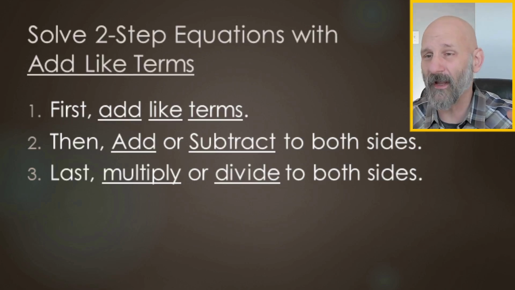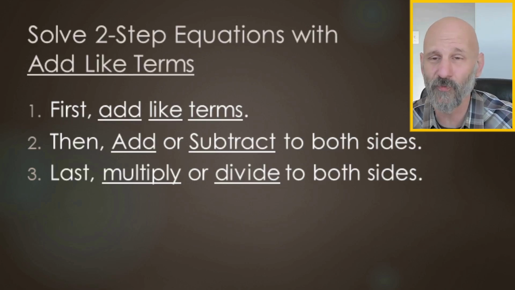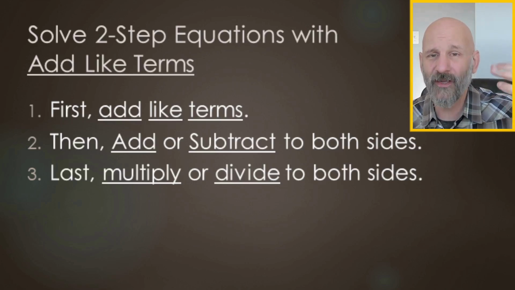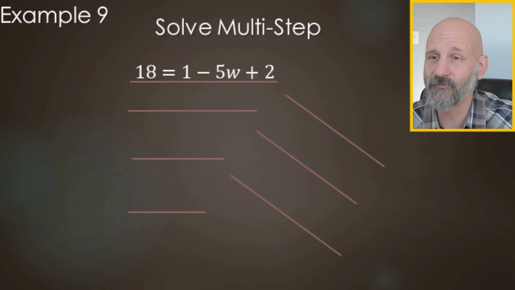Now we're going to go ahead and pivot again. Now we're going to be doing, instead of a distributive property first, adding like terms first. We're still making the equation easier to work with. We want to turn it into a two-step equation as quickly as possible.